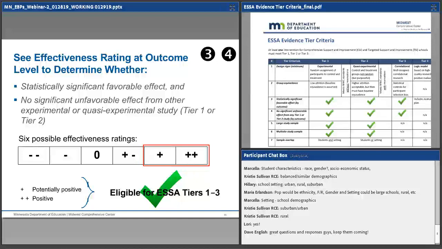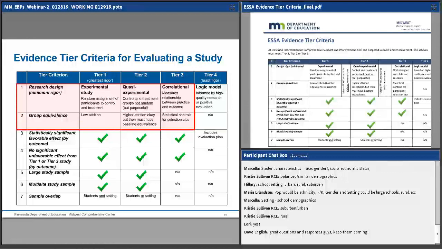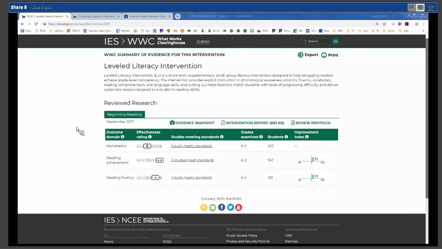But if the second 2 symbols are selected, we know that the intervention is eligible for ESSA tiers 1, 2, or 3 for that outcome, right? And we know that the criteria, again, are the same for each of the tiers. So it doesn't matter. The distinction between the tiers is not important. All right, so I reviewed that in detail in webinar 2, so you can look there for more detail on that. But I want to keep this moving and show you the shortcuts for determining criteria 1 and 2 in the What Works Clearinghouse. So I'm going to go back to sharing my screen with you.